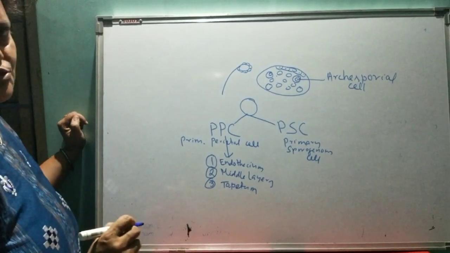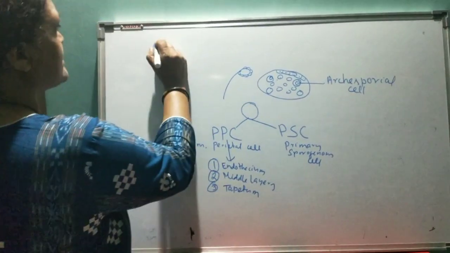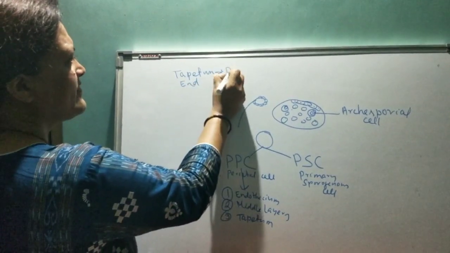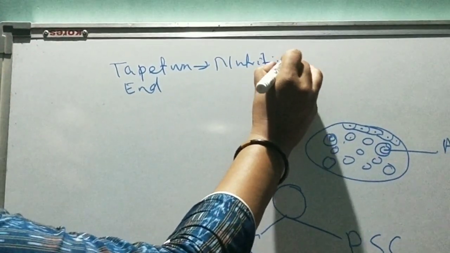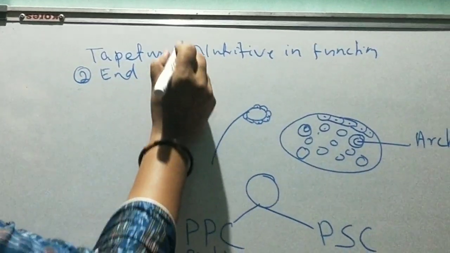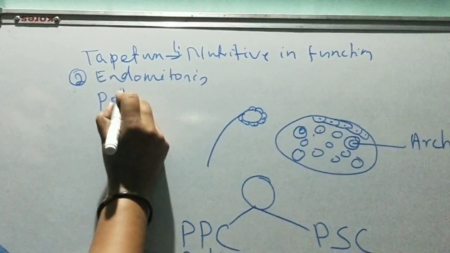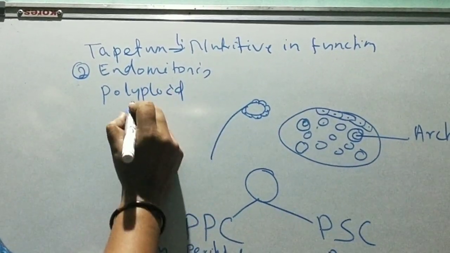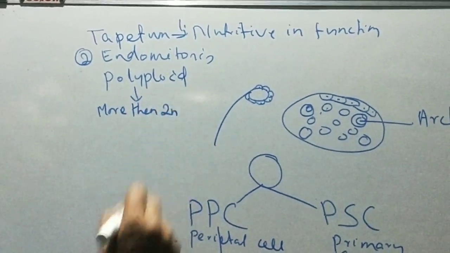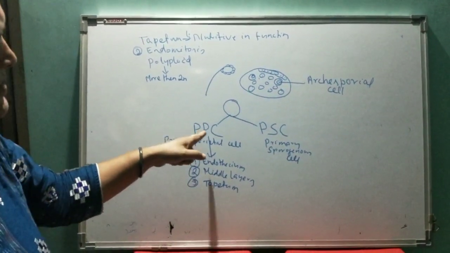This tapetum layer is nutritive in function. Another short question: in tapetum, due to endomitosis. Tapetum: number one, nutritive in function. Second, due to endomitosis, it becomes polyploid in nature. Polyploid means chromosome number is more than 2n. Endomitosis takes place, so it becomes polyploid in nature. Now, the primary parietal cell is over.